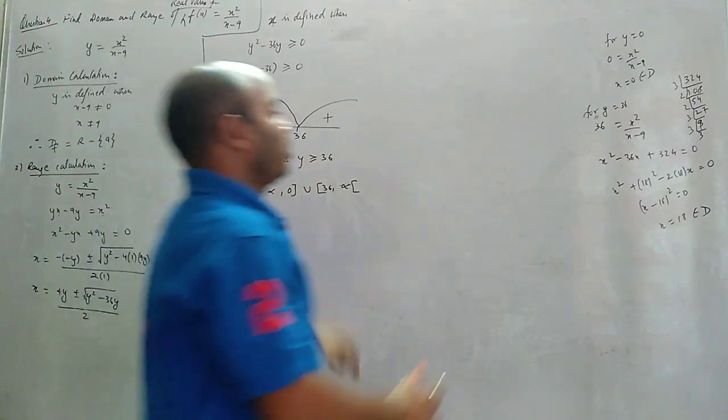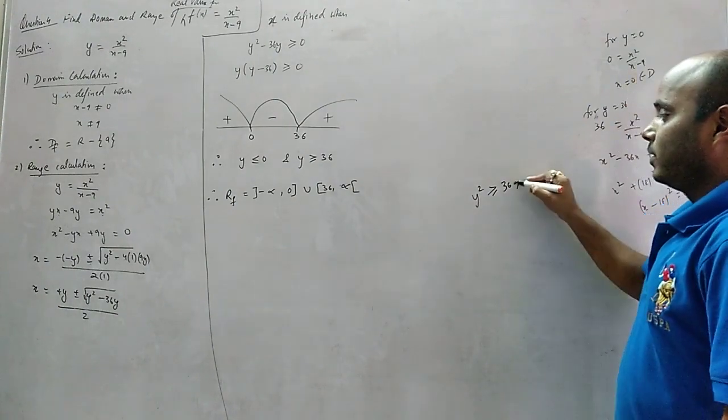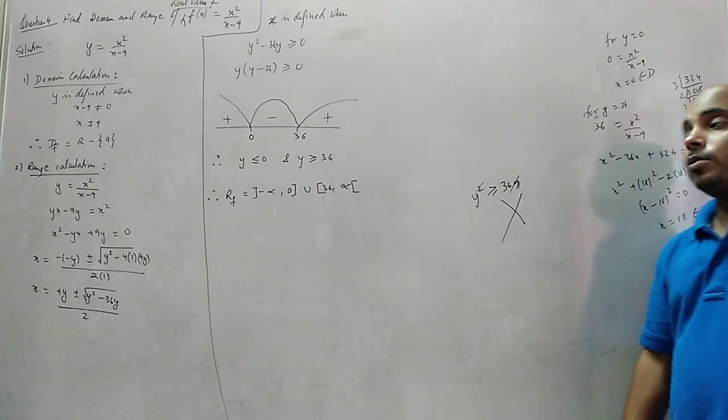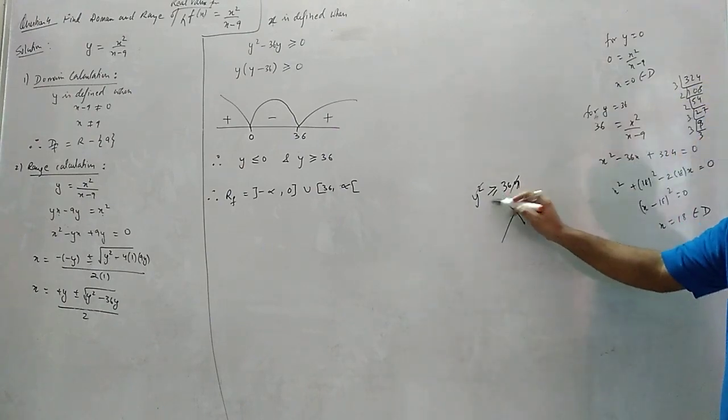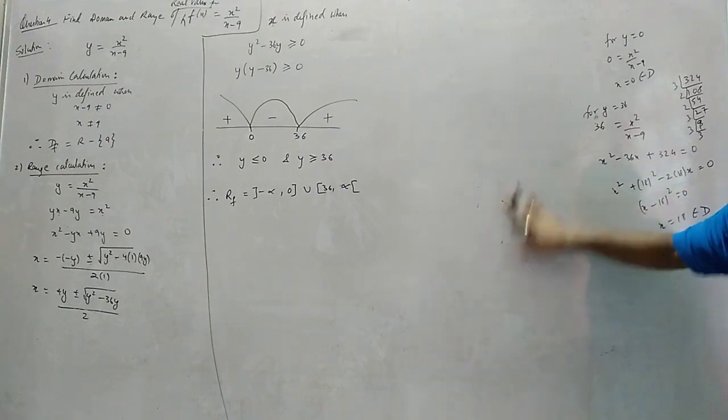Now here a student makes mistakes. How do they solve? y square greater than equals to 36y. Then y they will cancel out. Total wrong. Total wrong. ऐसे कर नहीं सकते, inequality है ना. Variables cannot cancel like this. Okay. So how to solve this type of questions?